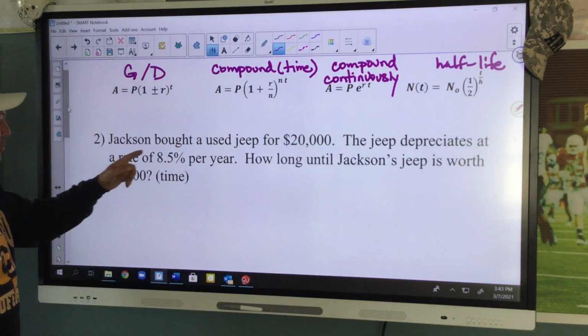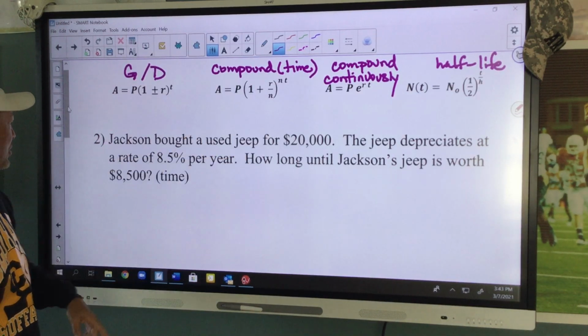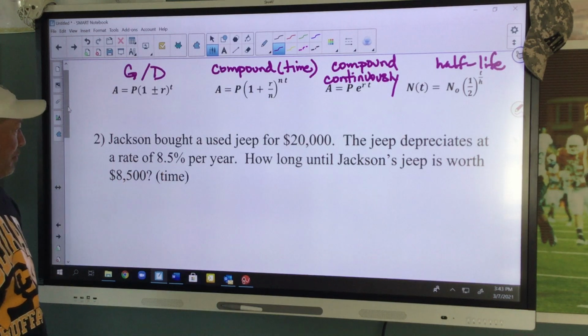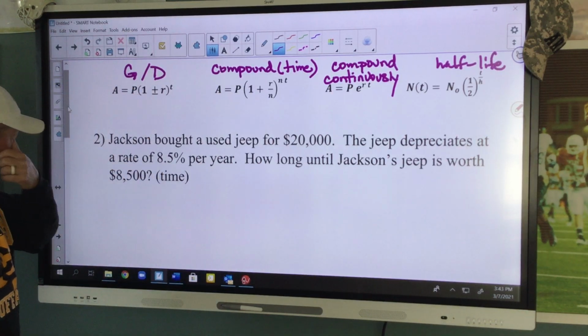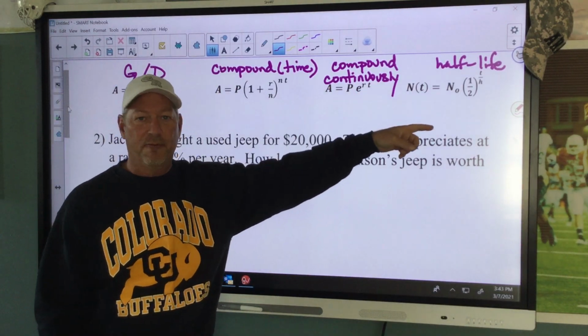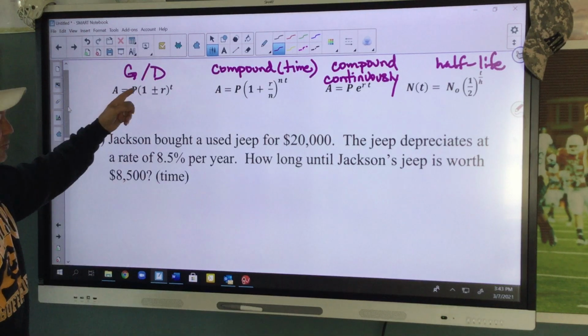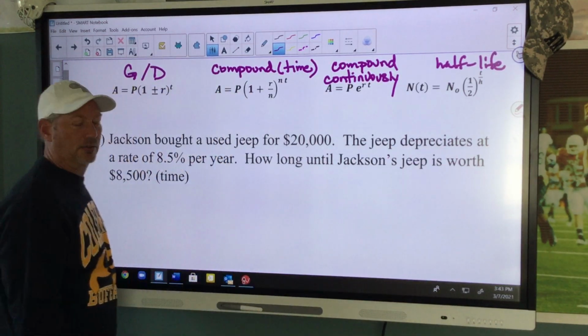Okay. Jackson bought a used Jeep for $20,000. The Jeep depreciates at a rate of 8.5% per year. How long until Jackson's Jeep is worth $8,500? All right, so we didn't see the word compound anywhere. We didn't see the word half-life or the phrase half-life. So it means it's going to be growth and decay. And depreciate means we're going to use a minus.